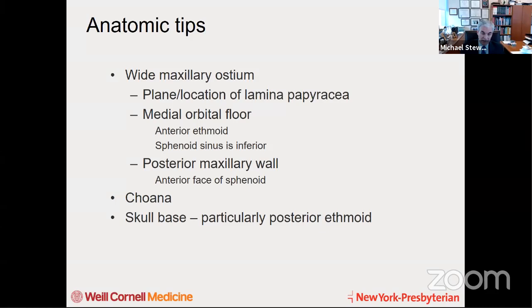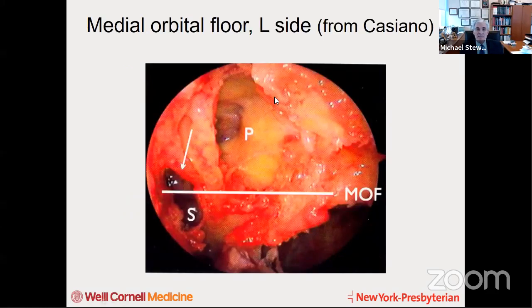This is a picture from a textbook by Dr. Casiano. This is looking in the left side of the nose. The septum would be over here. This is the maxillary ostium, and you can see in here the medial orbital floor. The medial orbital floor is generally going to be the roof of the sphenoid sinus. So the sphenoid sinus is going to be mostly inferior to the level of the medial orbital floor. This is the posterior ethmoid, which is going to be above the sphenoid for the most part.